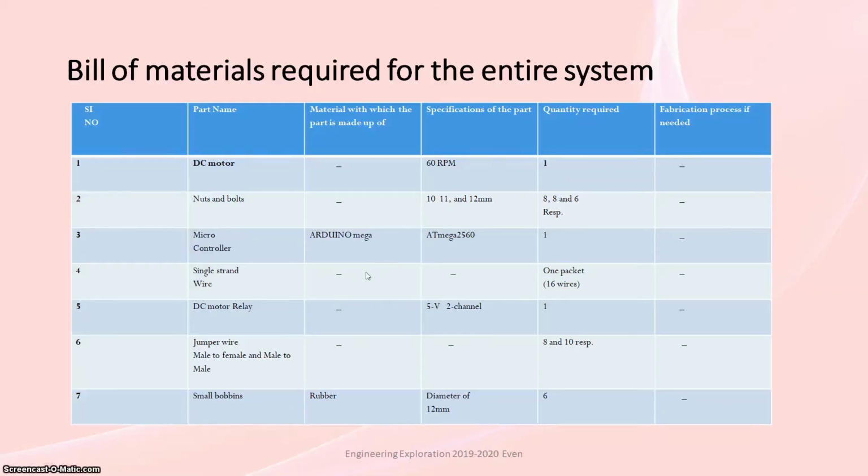This is the bill of materials required for our project. I would like to highlight some of the important parts required, that is the DC motor of 60 rpm, one quantity, and then the main thing is the microcontroller, that is Arduino Mega, and then we need a DC motor relay, that is 5 volt 2 channel, and the small bobbins of 6 units, which make the winding process.